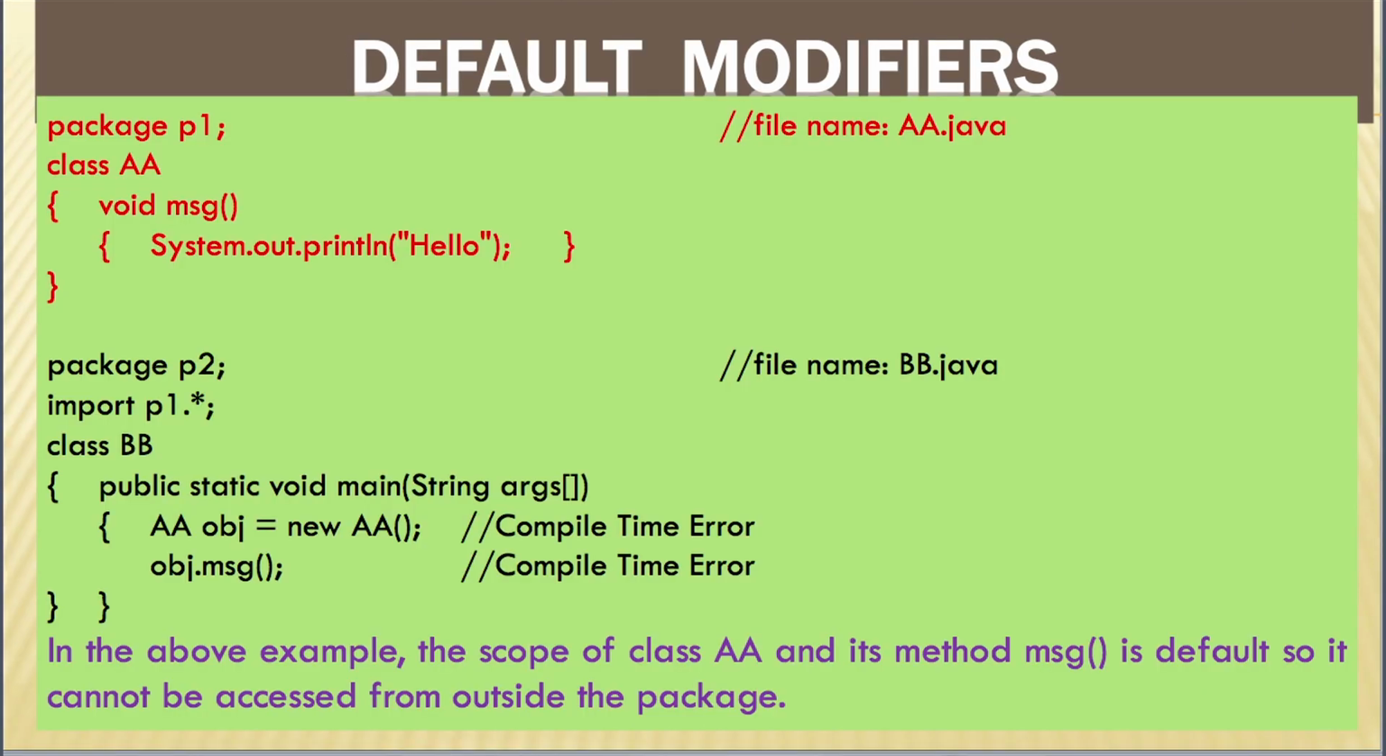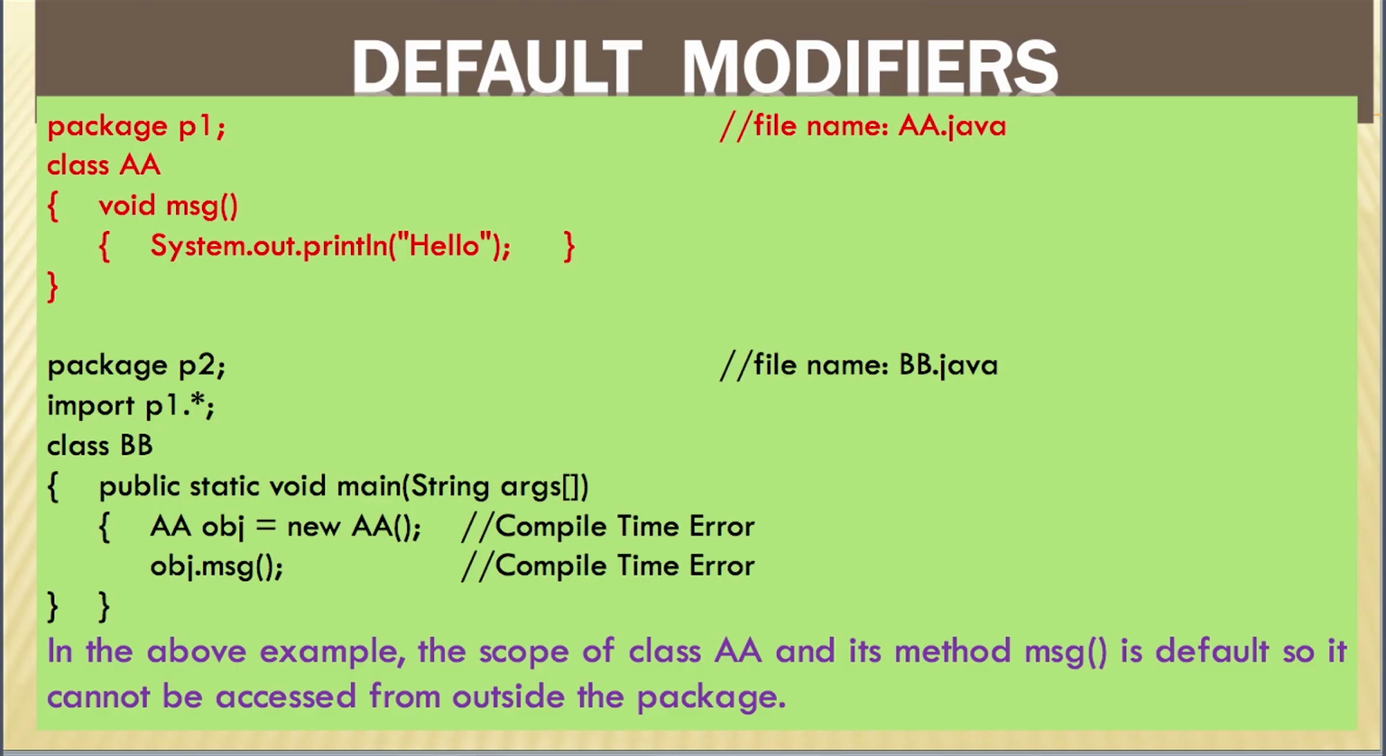You can see here package P1, we have one package and the file name is AA.java. Inside this package we have class AA, package is P1 and class name is AA, and inside this class we have a method, that is void message, and inside this message method we have one System.out.println output statement. By this output statement we are printing the value hello.